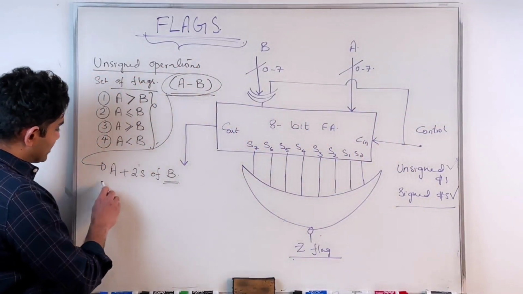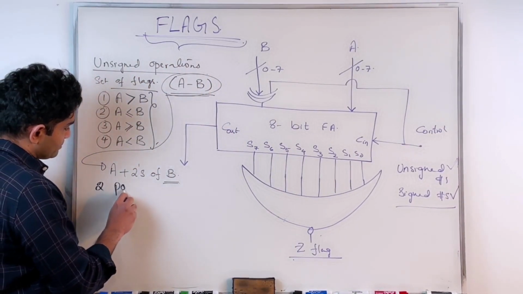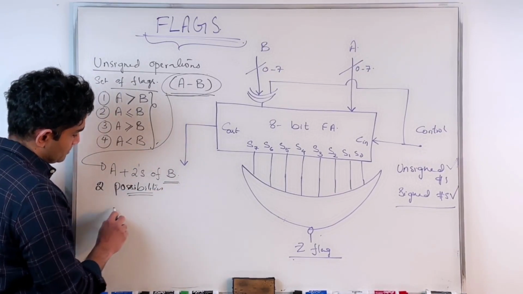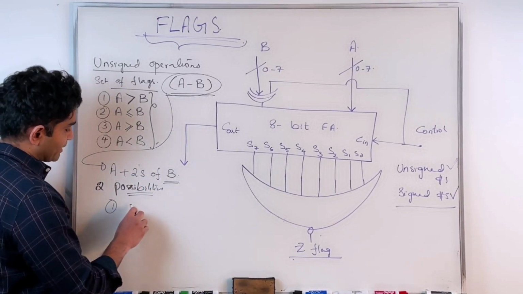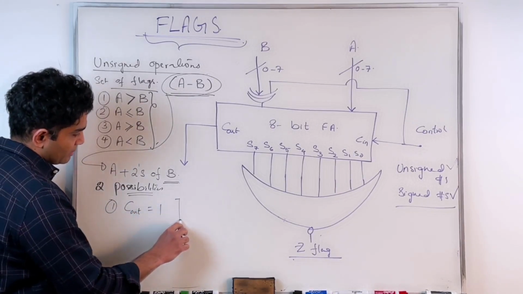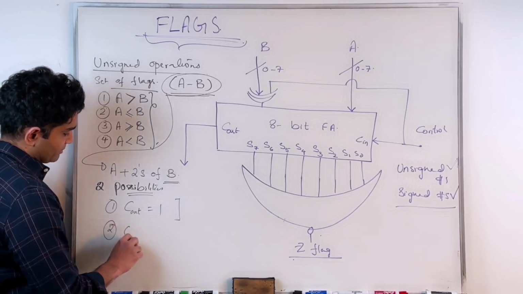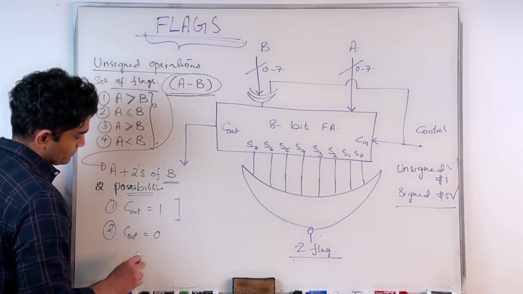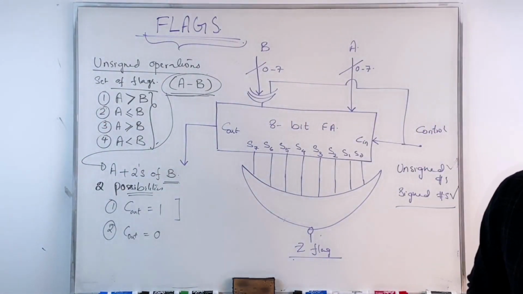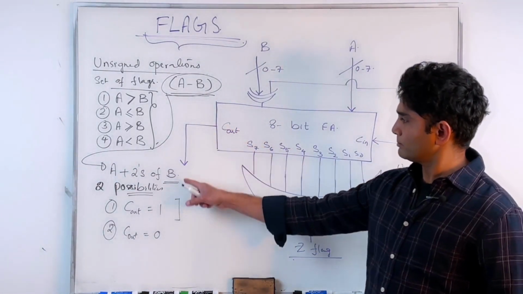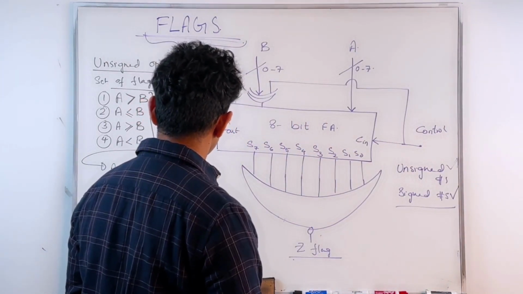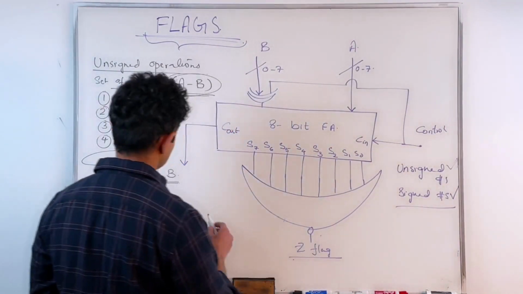And two possibilities can happen here. When I'm doing this particular operation, I can have a C out. C out becomes 1, or C out can be 0. When you're adding A to the 2's complement of B, the C out, just like, for example, a second example, maybe that will clarify.